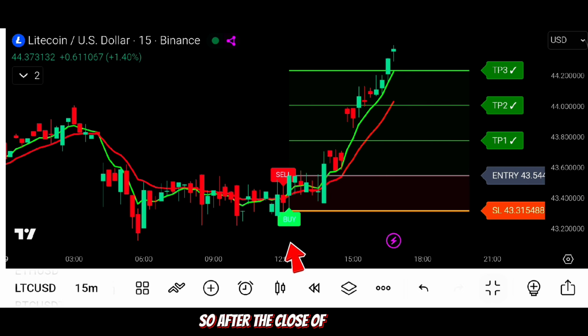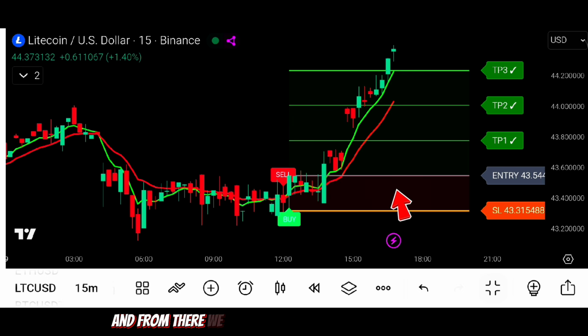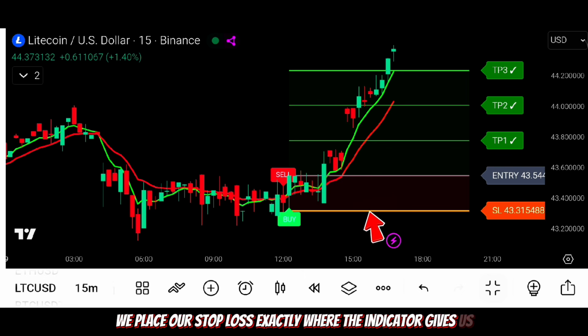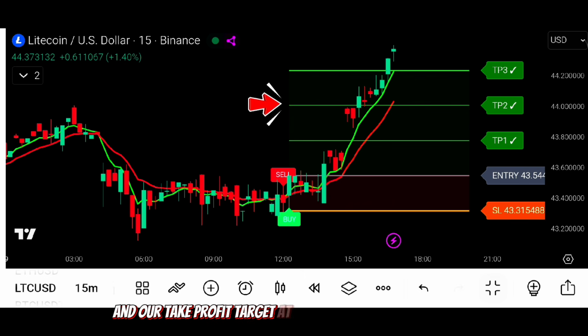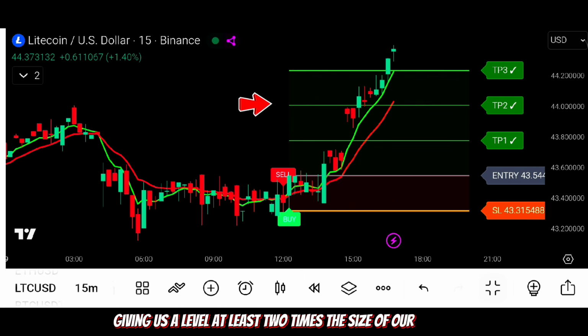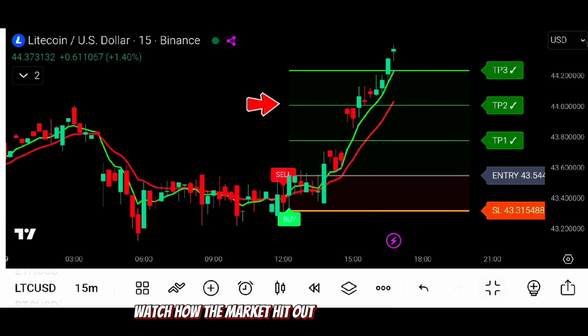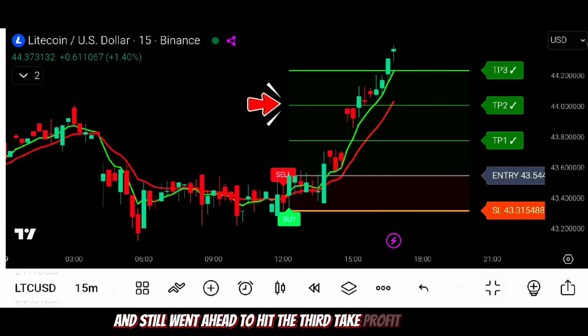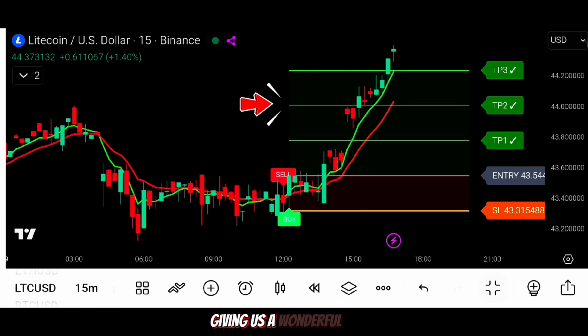So after the close of the candle, we had an opportunity to enter the market, and from there we can take it as our entry and enter a trade. We place our stop loss exactly where the indicator gives us, and our take profit target at the second take profit target level, giving us a level at least 2 times the size of our stop loss. And when we have done that, we wait to see the movement of the market. Watch how the market hit our 2 take profit targets effortlessly, and still went ahead to hit the third take profit target level, giving us a wonderful trade.